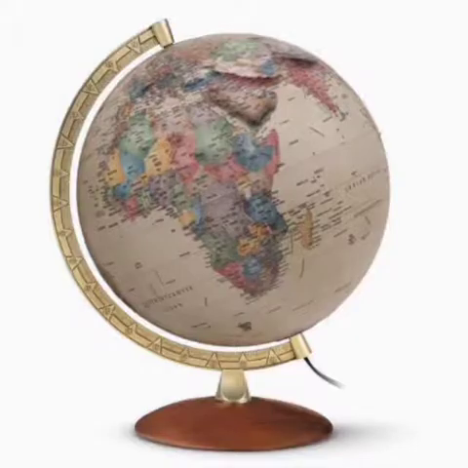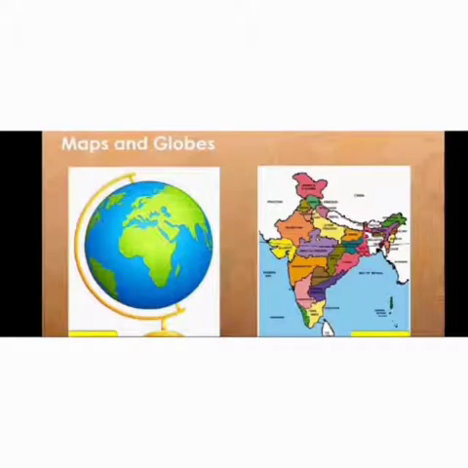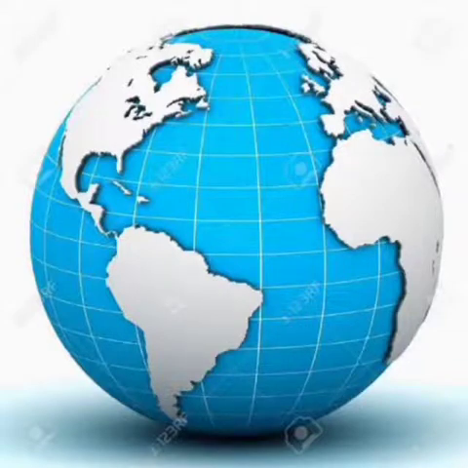So next is the difference between maps and globes. Children, a map shows the entire earth at a time. A globe shows only one part of the earth at a time. A map is flat or two-dimensional. Two-dimensional means it has length and breadth. A globe is spherical or three-dimensional: length, breadth and depth.